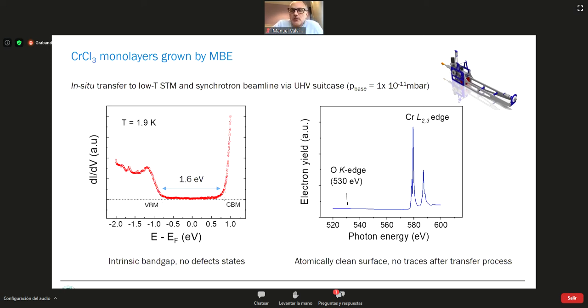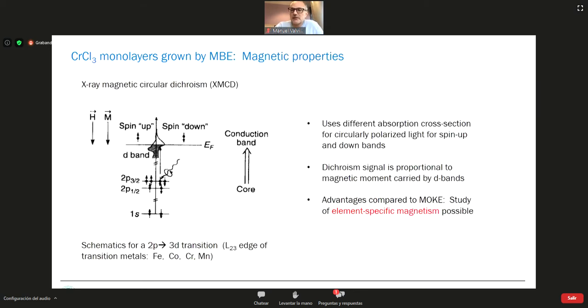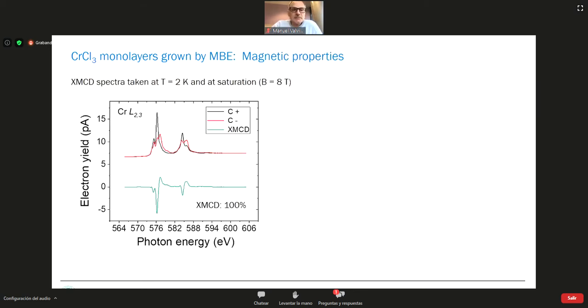From the point of view of experiments, what are the main limitations or the directions where you think that we can improve the instrumentation at ALBA, in order to have better capabilities for investigating materials such as this chromium chloride, and in particular in the case of XMCD, but in general?